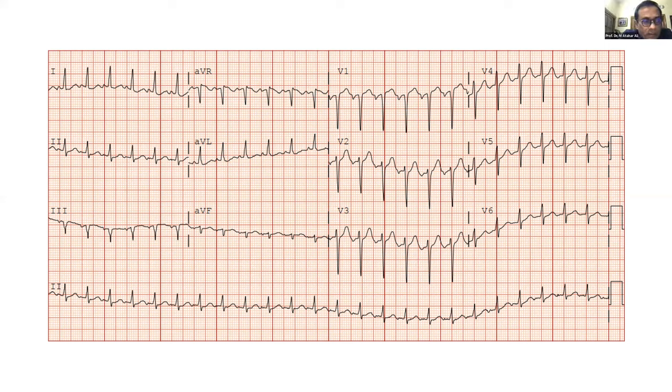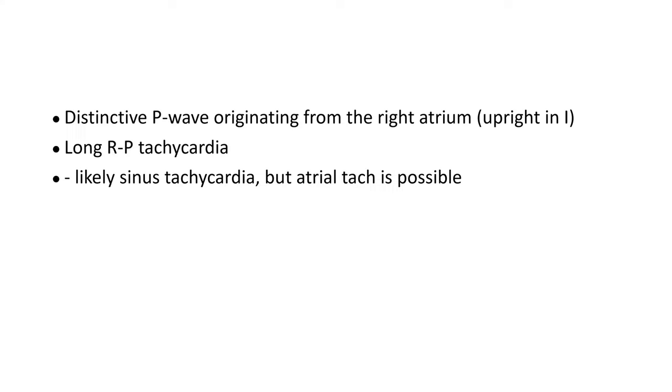Sir, the P wave seems to be negative in lead 2, sir. This is unlike sinus tachy, sir. Yeah, well, this is the problem. Lead 2 looks upright, but 3 and aVF don't look upright. And if you look at V1 to V3, it's inverted, which goes against sinus tachycardia. So it's a long RP tachycardia. And the long RP tachycardia differential diagnosis, of course, is sinus tachycardia, atrial tachycardia, and atypical AVNRT.